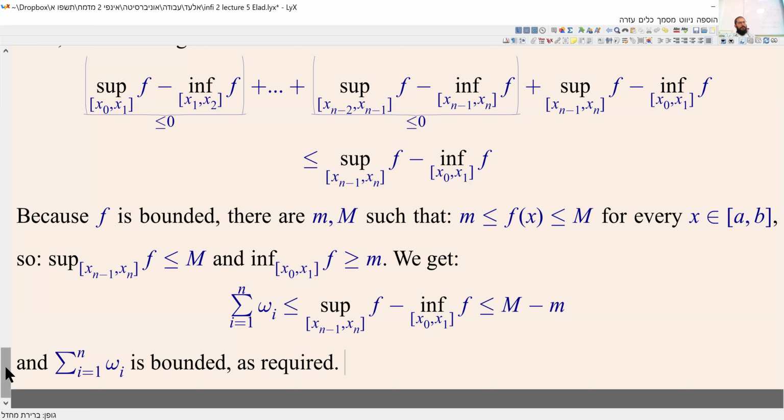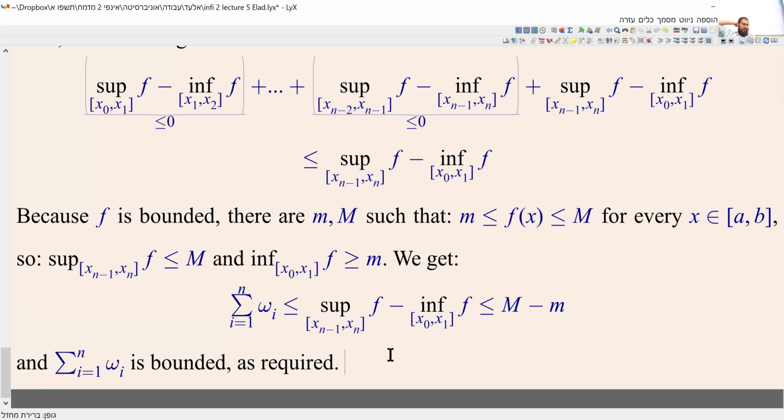Wait, so a monotone function is a function where it's bounded? No, it's always increasing or decreasing. Okay, so such functions are integrable, even if they are not continuous. Yes. And continuous functions are integrable even if they are not monotonic or monotone, whatever.